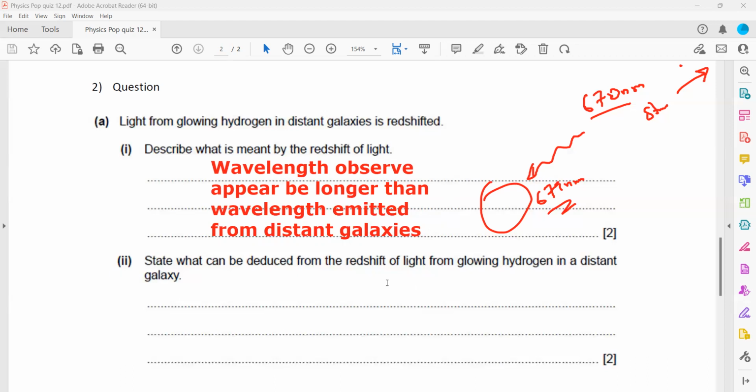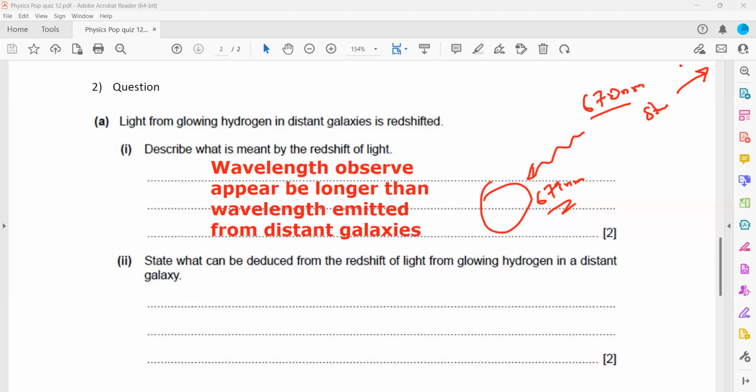State what can be deduced from a redshift of light from glowing hydrogen. If the question is to define the term redshift, then this is enough for the definition. You will score 1 mark when you mention that the wavelength appears to be longer, and 1 mark for comparing it to the wavelength emitted. That's it. That's enough for redshift. You don't have to write anything like it appears to be moving.